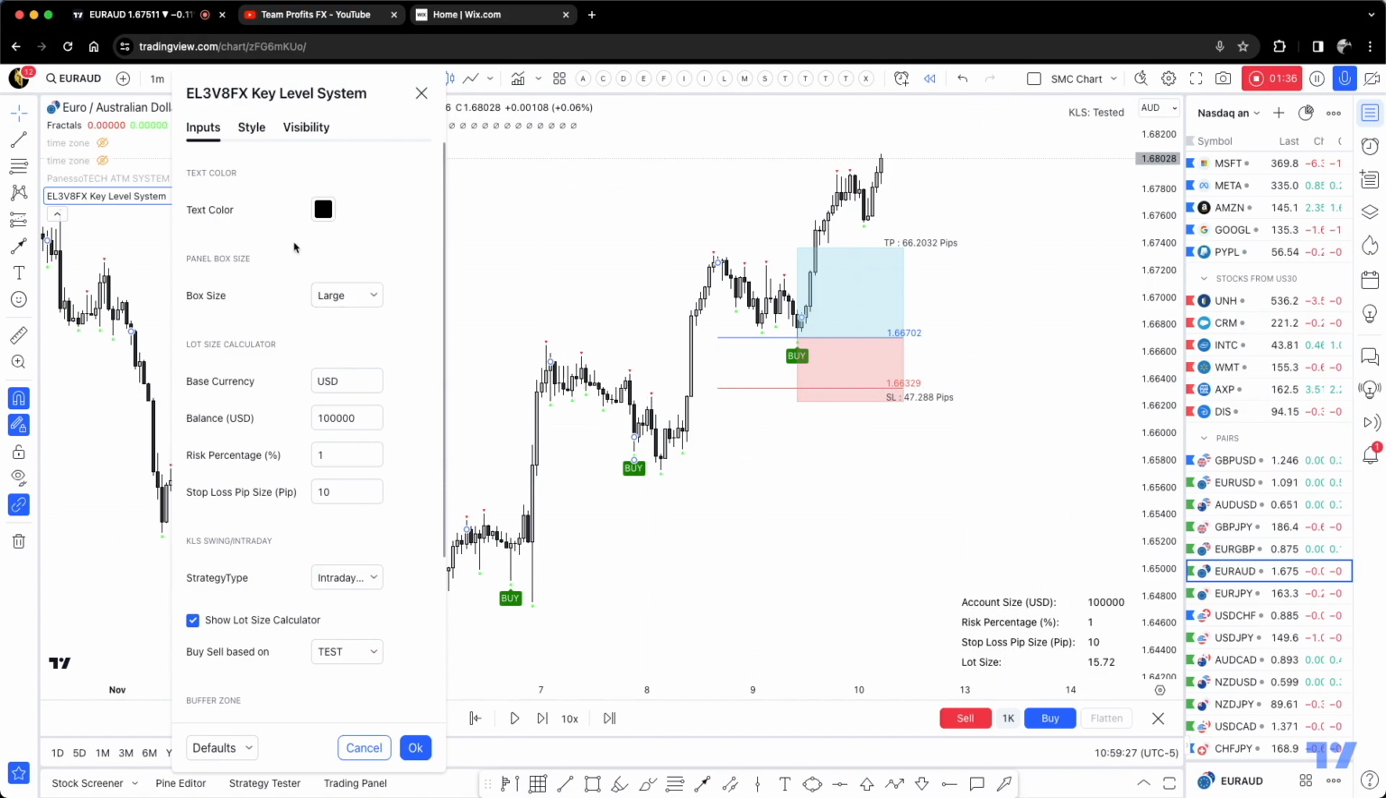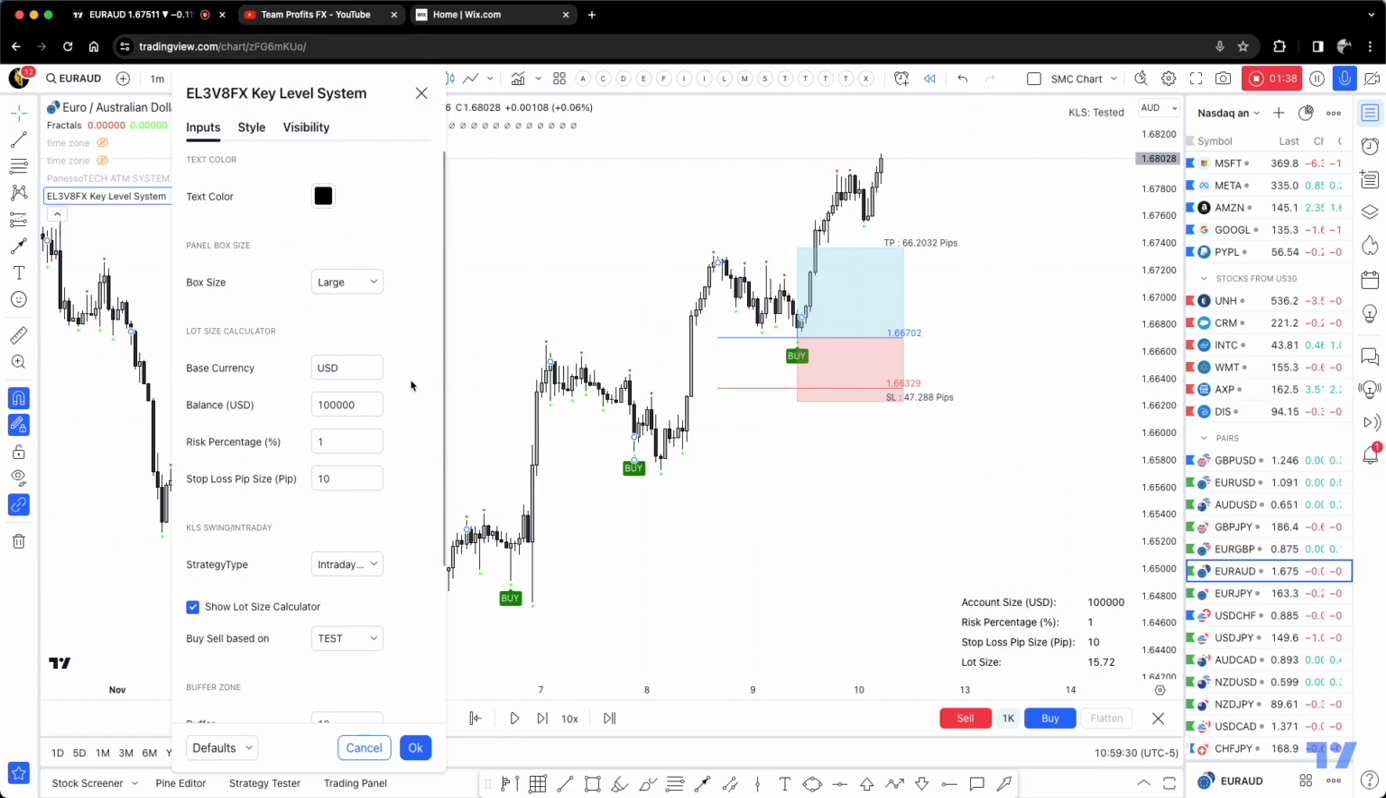Okay, so one of the first things we have right here at the bottom is the calculator. We do have a lot size calculator, depending on what size of account you actually have. Let's say you have a prop firm, you're trying to pass a challenge, you have a $100,000 account. Let's say you have a $50,000 account, you select that in there. The percentage you want to be risking, 1%, 2% maximum per trade. The amount of pips, the stop loss. I'll explain that in a second.